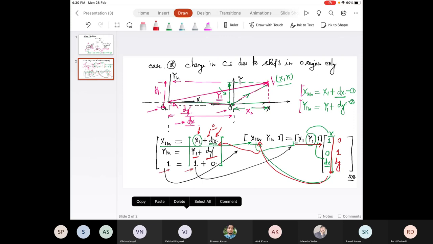Now last, 1 is equal to 1. So no component for x1, it's 0. Again, no component for y1, it's 0. And last 1, it means 1 is equal to 1. I hope now it is clear.